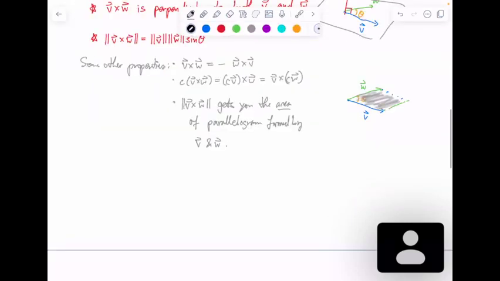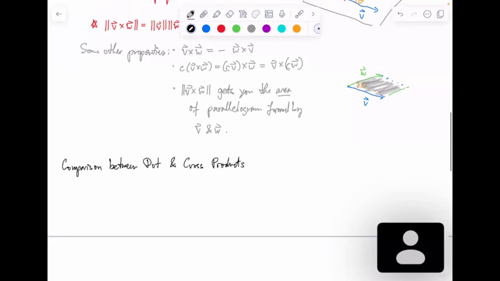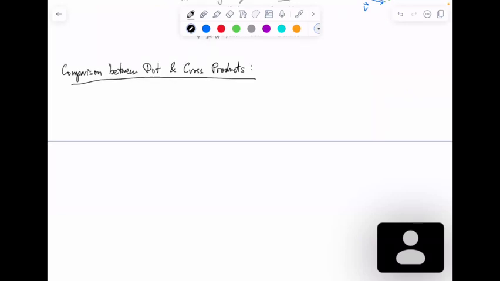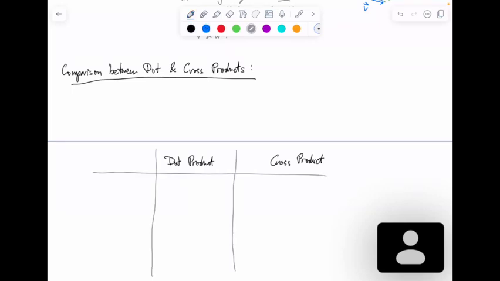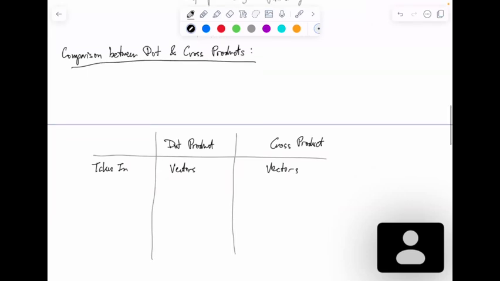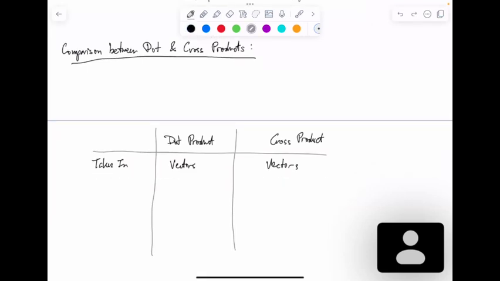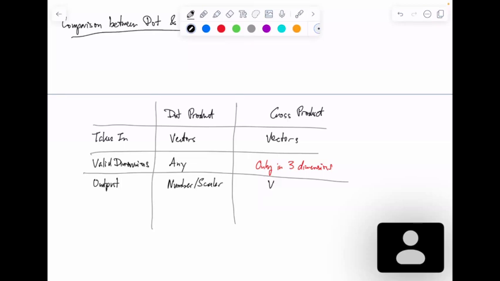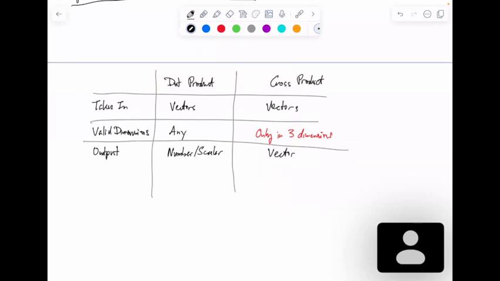So let me do a comparison between dot and cross products. The first thing to note is that one of these works in any dimension and the other doesn't. So here's a dot product, here's a cross product, and let me try and do a table here. They both take in vectors, so that's good. Valid dimensions are as follows: any dimension for the dot product, but the cross product only 3. You can only input vectors that are 3-dimensional. Its output is a number for the dot product, or a scalar, in other words, and the cross product gives you another vector. So these are big differences between the dot and cross product.